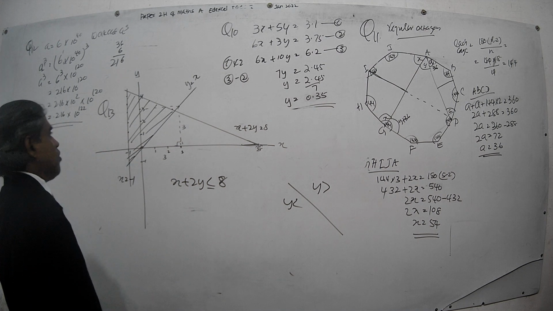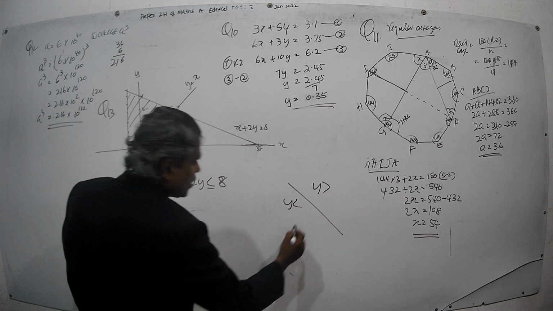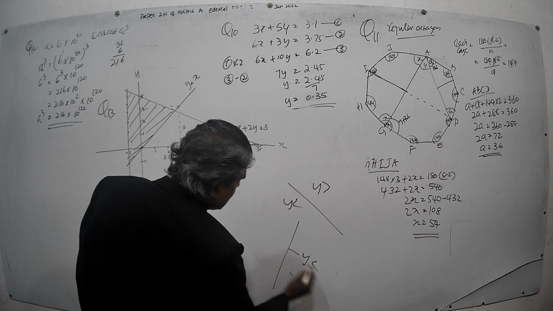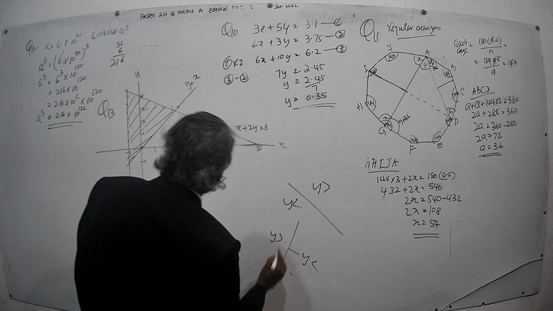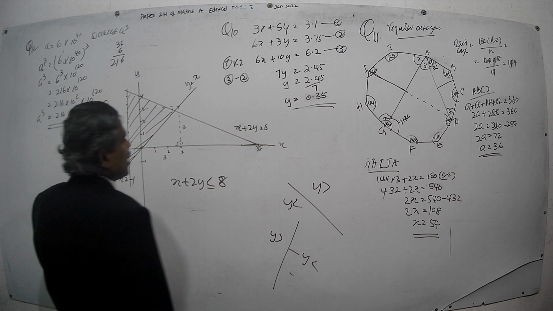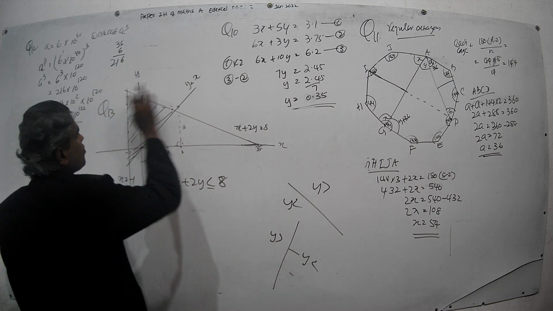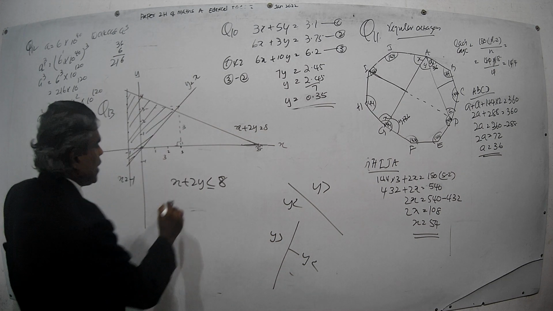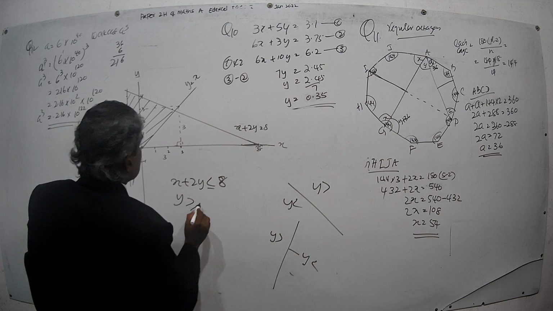Then this one. From this line, again the region below is y less, and the region above is y more. Now look at where this triangle is situated in relation to this line. This triangle is situated above the line. Above the line means y more. Then y more than or equal to x.